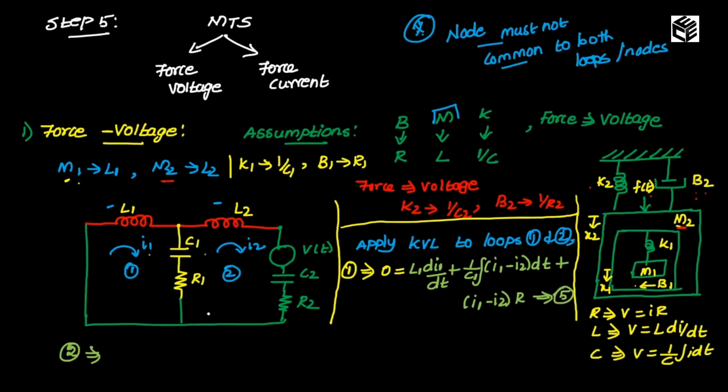So for second loop, I have a voltage source. For second loop, I have a voltage source V of t. So I'm writing a source V of t is equal to. Okay. So remaining elements I'm going to write. First, let's start with node. Node is L2. So L2 into, here the current is I2, so that is dI2 divided by dt plus.